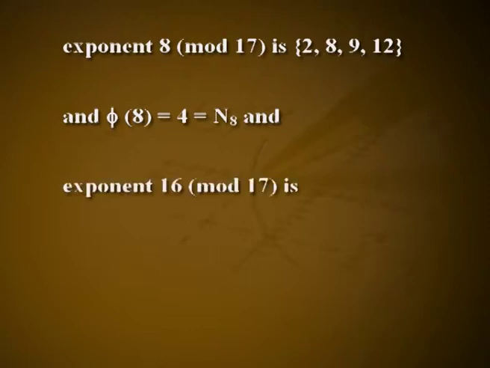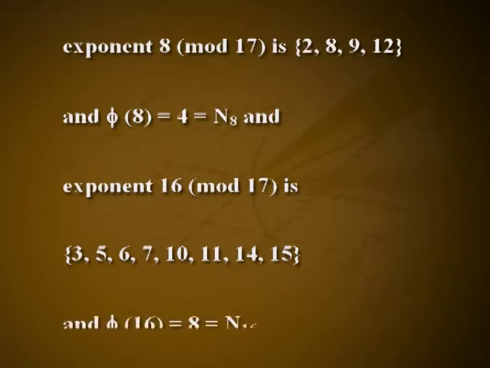And exponent 16 mod 17 is the set {3, 5, 6, 7, 10, 11, 12, 14}, and phi of 16 is equal to 8, which is equal to n16. Thus, p equal to 17 has 8 primitive roots belonging to it.